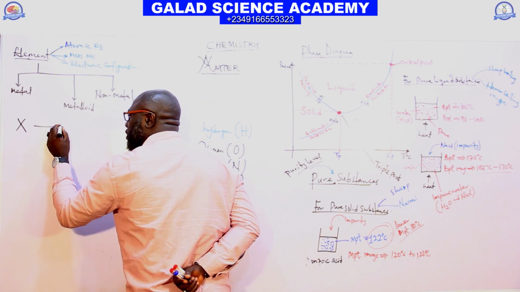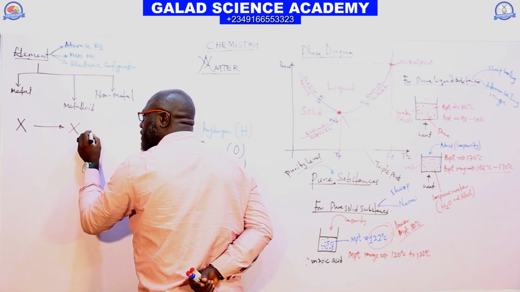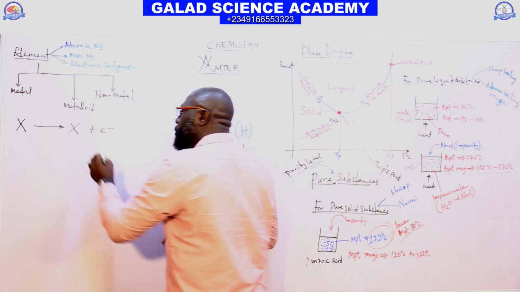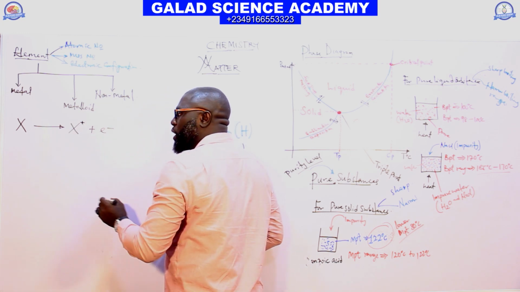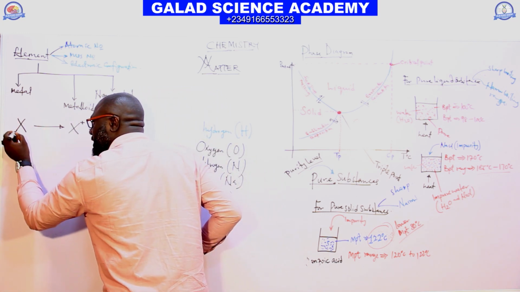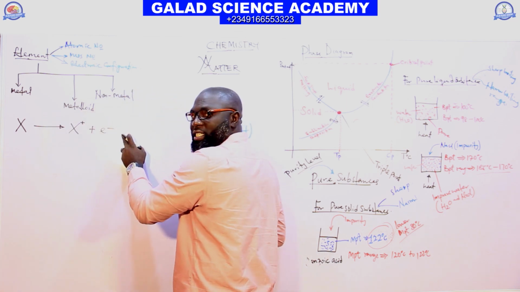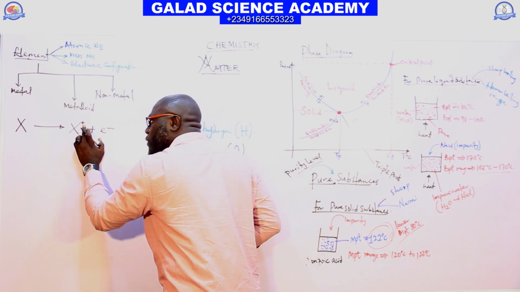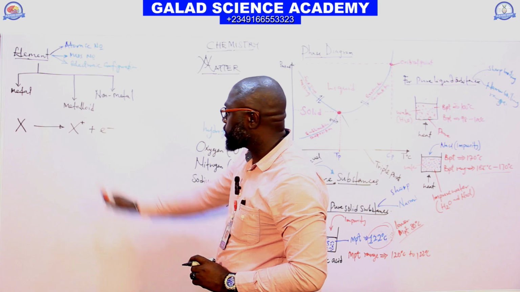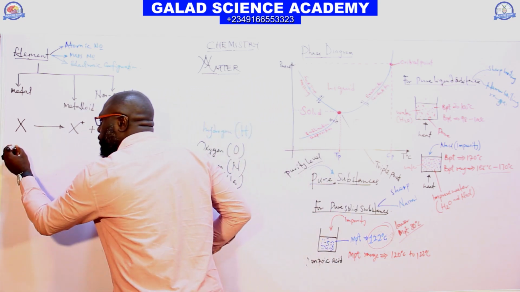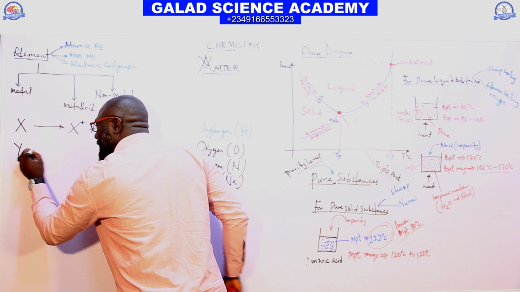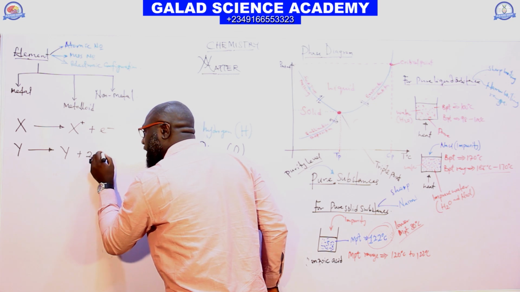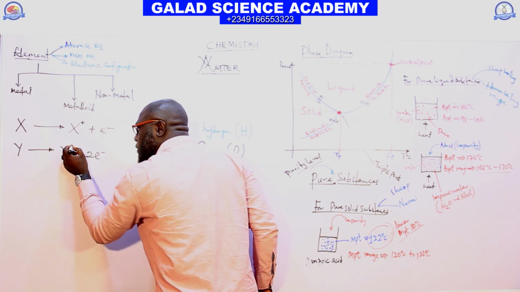So if this X is going to ionize, it will lose 1 mole of electron and become X positive. This is element X. When it's ionized, it loses 1 electron, then it has 1 plus here. Assume we have element Y, and it ionizes by losing 2 moles of electron. The charge we have there is plus 2.